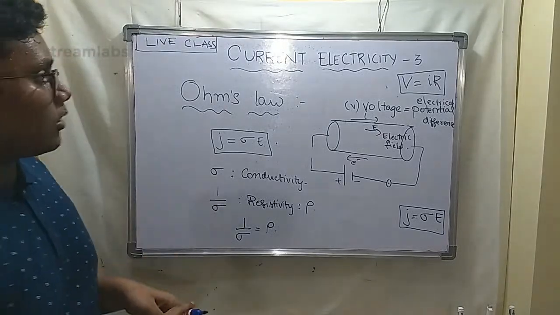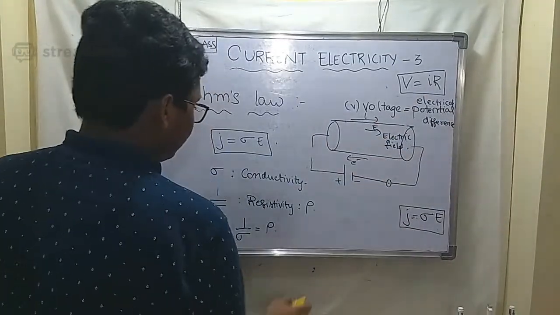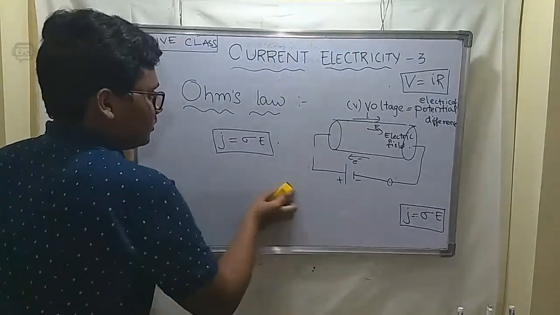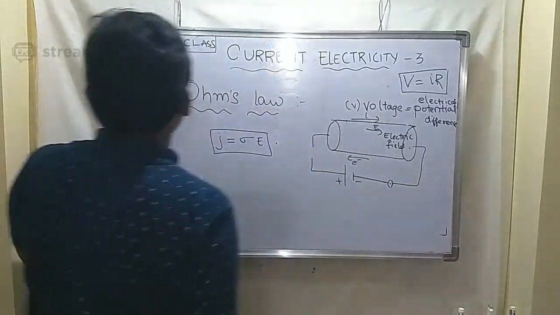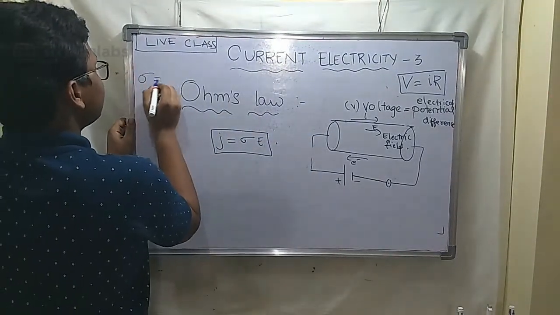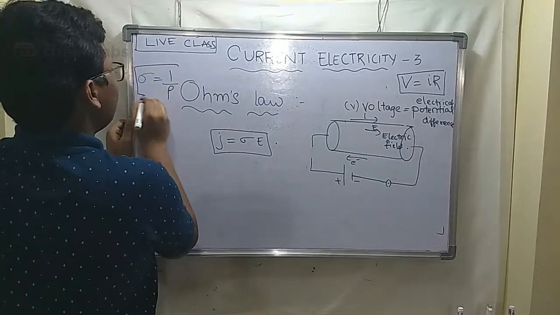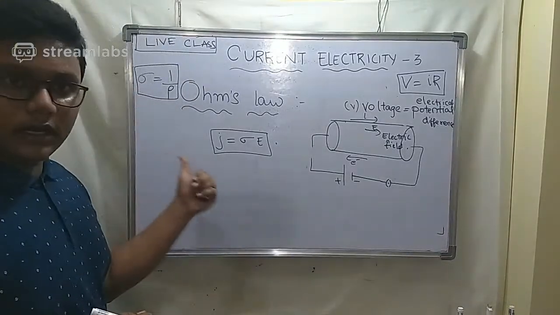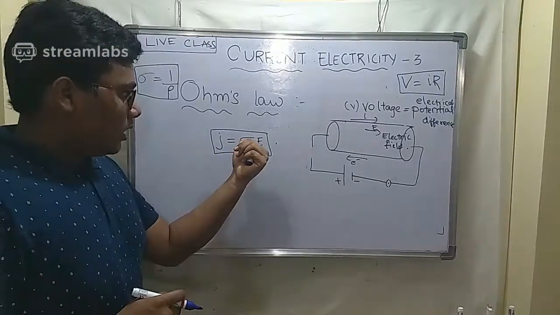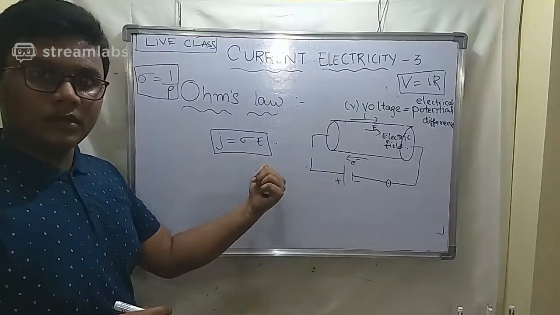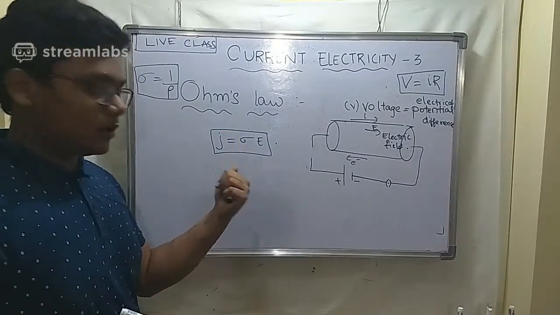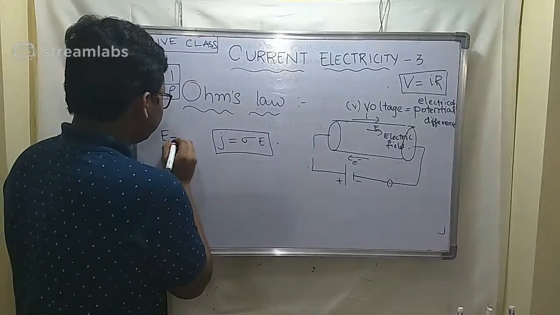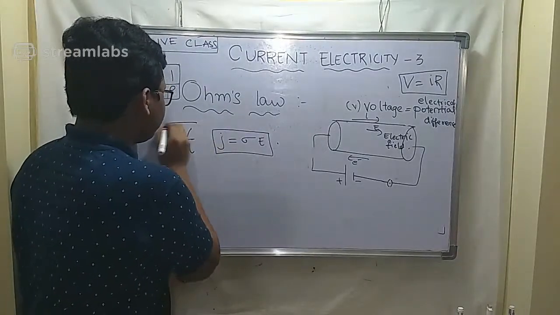Now we will derive the formula V = IR. Keep all this in mind. I'll write here: sigma is equal to 1 by rho, or 1 by rho is equal to sigma. Now J is equal to sigma into E, where E is equal to V by L, voltage per length.